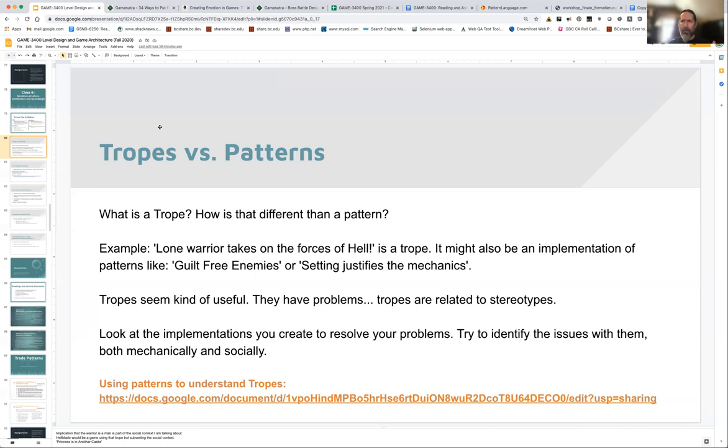Watch Anita Sarkeesian's series, Tropes versus Women in Video Games. That covers a lot of bad ones that we see throughout games. And it can be kind of painful to watch, and it can get your hackles up if you're a guy and you're like, but I love those games. But it's also really well researched and pretty true.